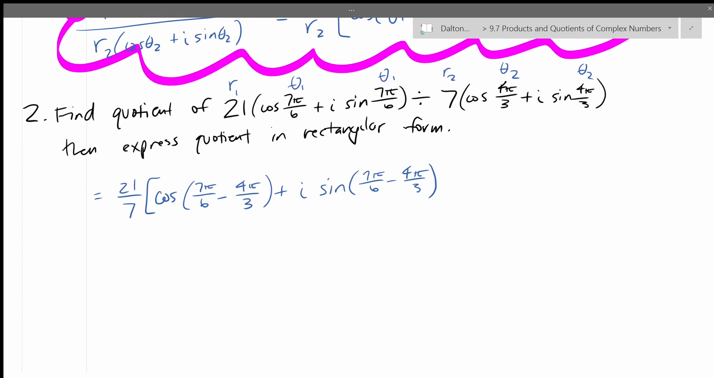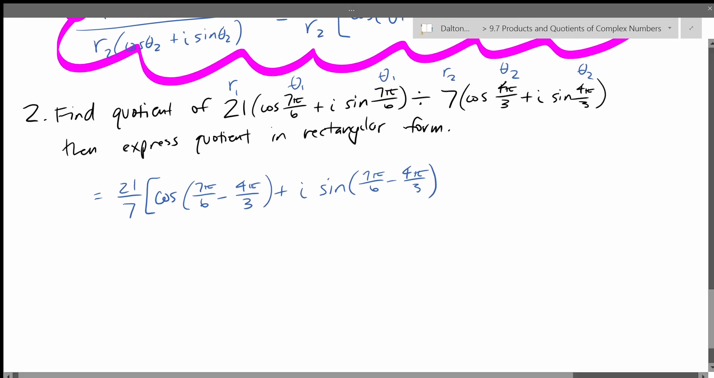And again, you'll need to go off to the side in order to figure out how to subtract these fractions. So if I've got 7 pi over 6 minus 4 pi over 3, I've got to have common denominators. So if I multiply the second fraction by 2 over 2, then I have 7 pi over 6 minus 8 pi over 6. And then since I have common denominators of 6, I can subtract the numerators. 7 pi minus 8 pi is negative 1 pi, which will just be negative pi over 6.